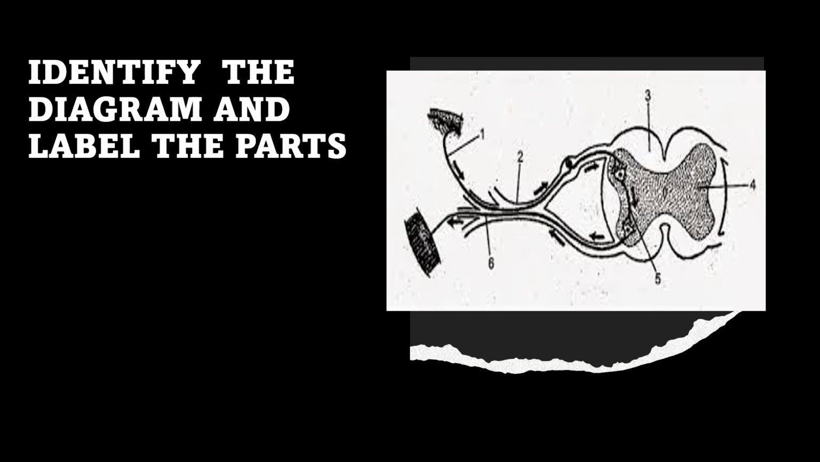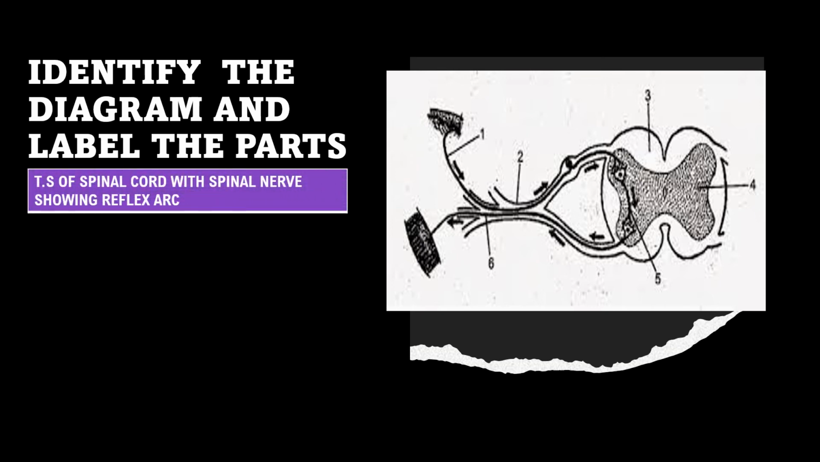Identify the diagram and label the parts. Which is this diagram? Cross section of spinal cord with spinal nerve showing reflex arc. If they are asking the process, which process is this? You have to write reflex action.